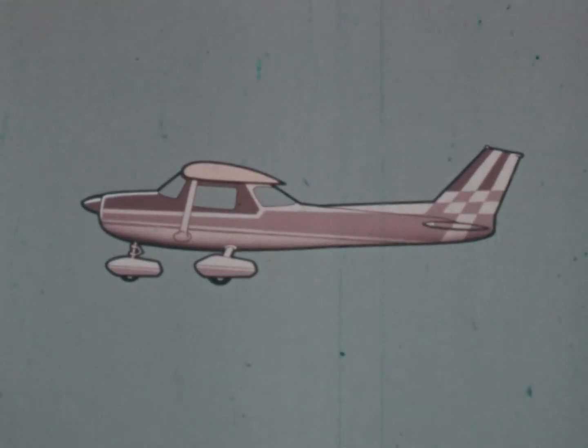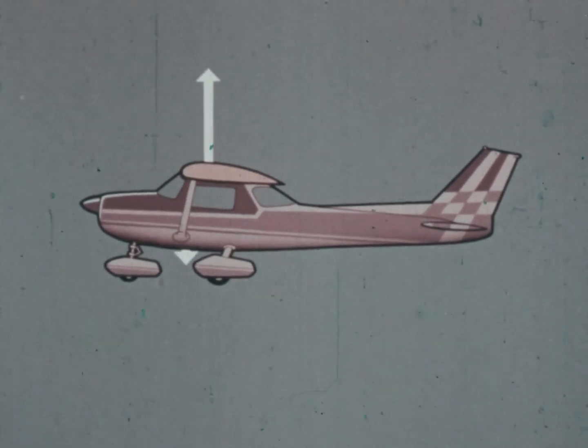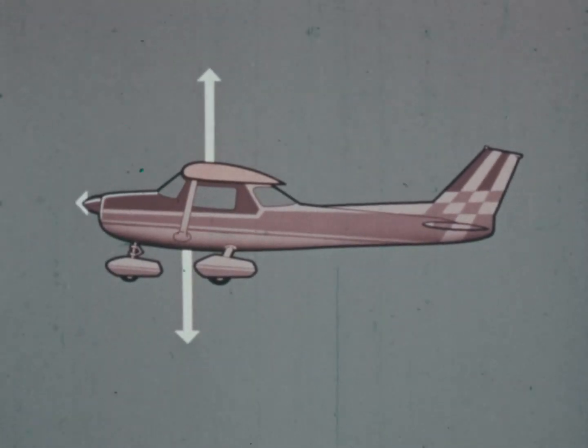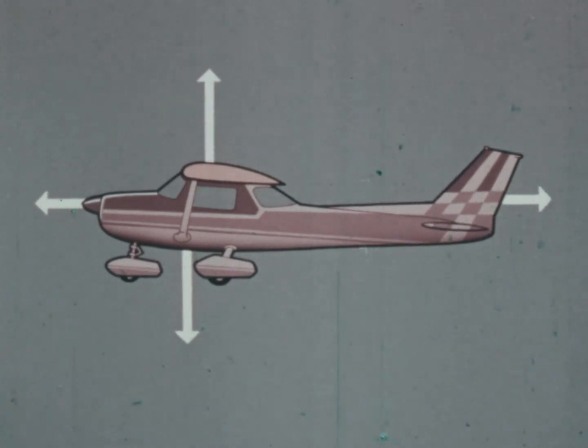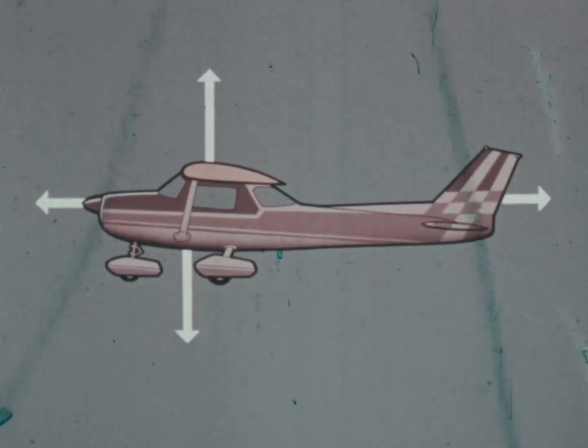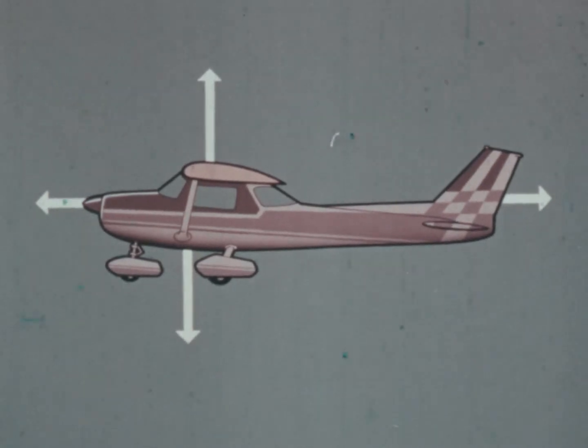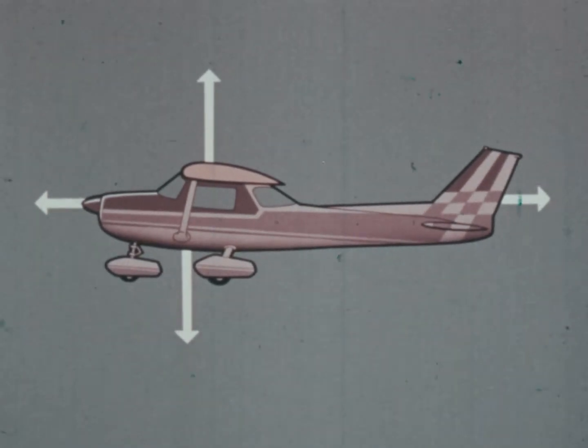In level flight at steady speed, lift equals weight and thrust equals drag. Lift and weight are about 8 times greater than thrust and drag, but for clarity's sake, we have reduced this ratio in the diagram. So we have two unequal pairs of forces acting at right angles to one another.